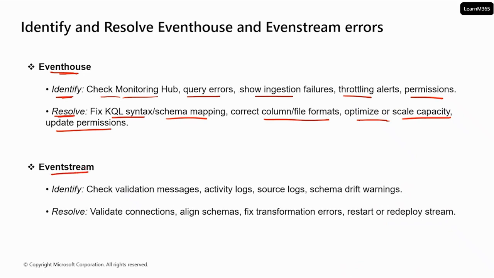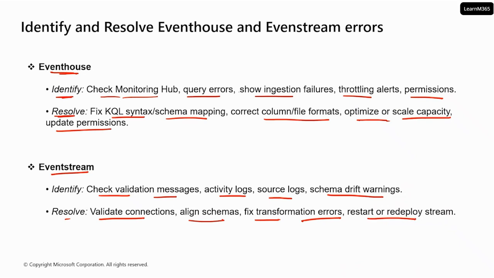Same way for the event streams, you will be able to identify some errors like check validation messages, activity logs, source logs, schema drift warnings. These errors you may get. Now, how can you resolve these errors? You have to first of all validate the connections. If you get some validation messages, you need to ensure that you validate the connections first. If you're getting some activity log errors or schema drift warnings, you have to align the schemas. You have to then fix all the transformation errors. You need to either restart or redeploy the stream, then only it will work fine.